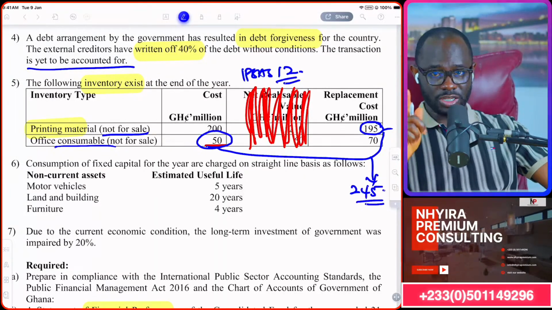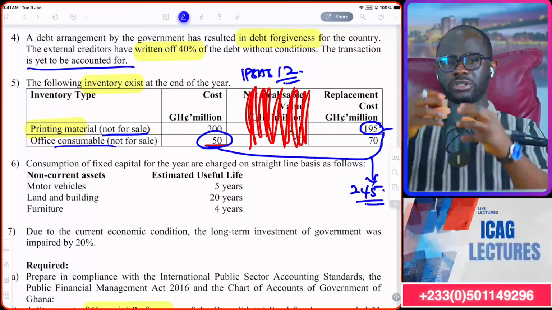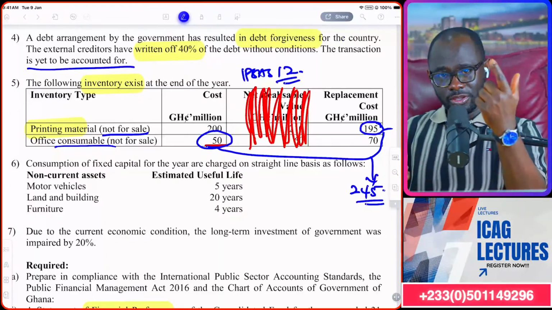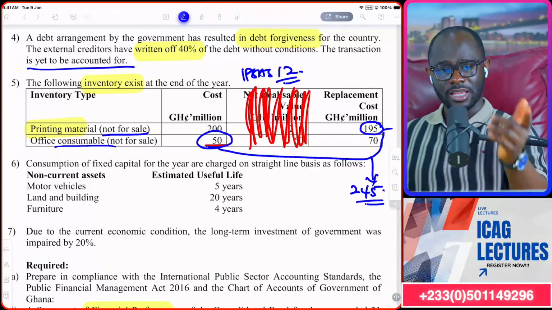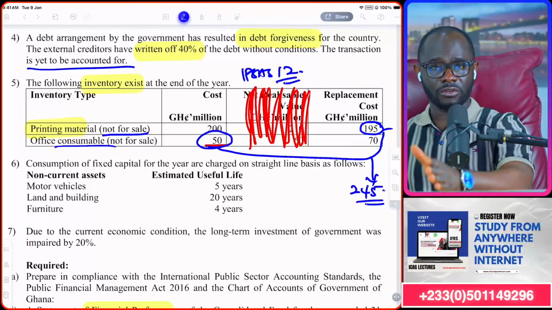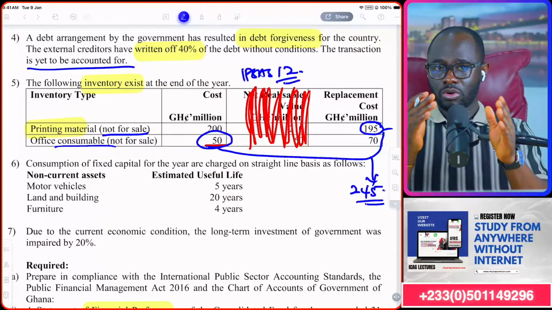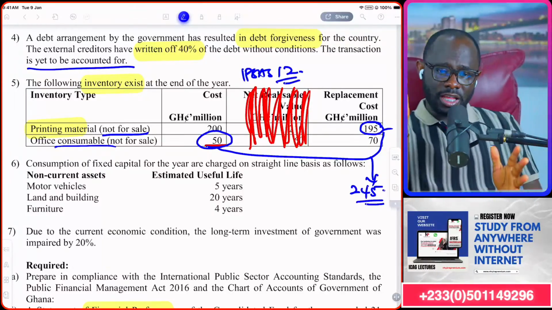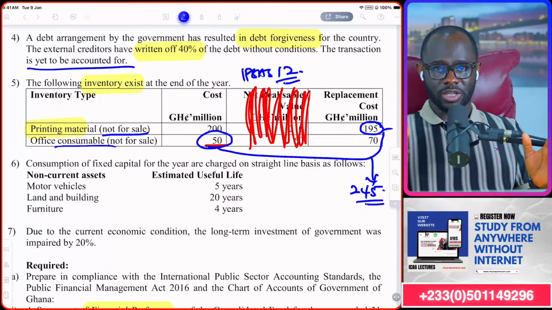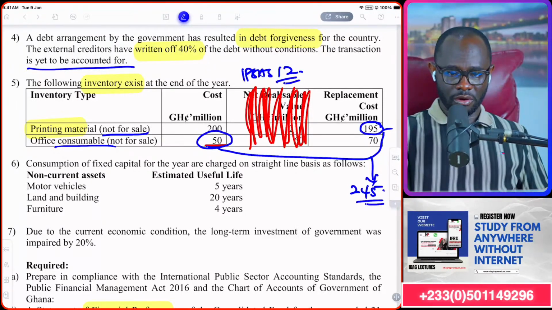That's what you need to understand. And in almost every final account preparation, there is a high probability that you're going to call on IPSAS 12. So you got to be careful to know, should I carry it at lower of cost and net realizable value, or should I carry it at lower of cost and replacement cost? Principles, very important there.